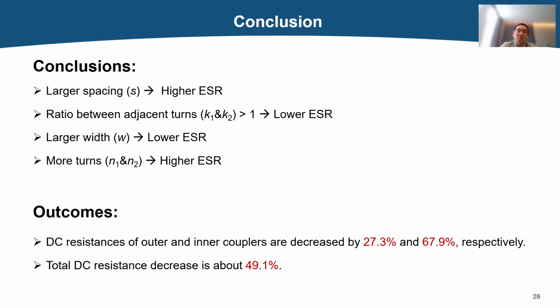In this work, we fabricated optimized PCB-based CPT couplers that achieved a 27.3% reduction in outer coupler resistance, a 67.9% reduction in inner coupler resistance, and a 49.1% decrease in overall resistance compared to the conventional design. These improvements contribute significantly to enhancing the efficiency of PCB-based CPT systems.